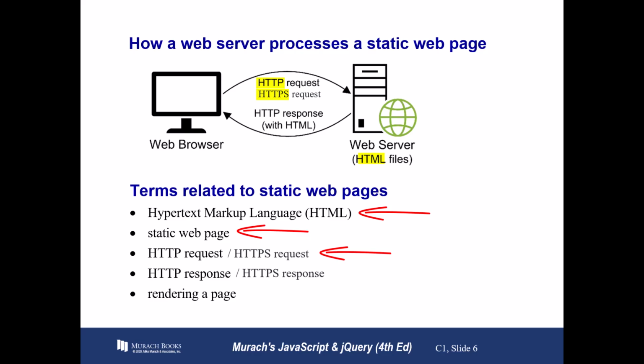The web server processes the request and returns the page as part of the HTTP response back to the browser. The browser is going to take the returned HTML from the response, or that static web page, and then render that in the browser.